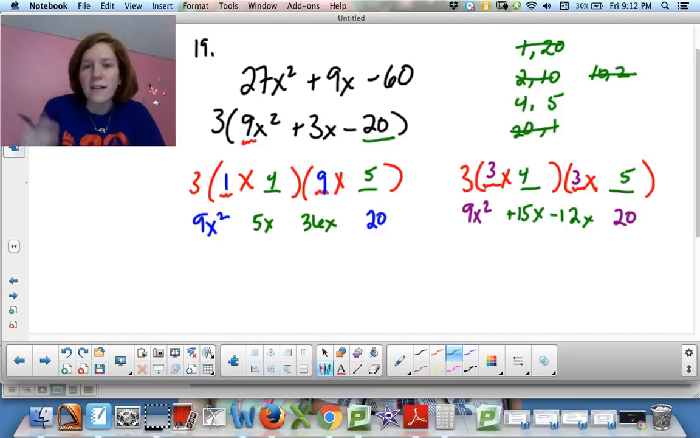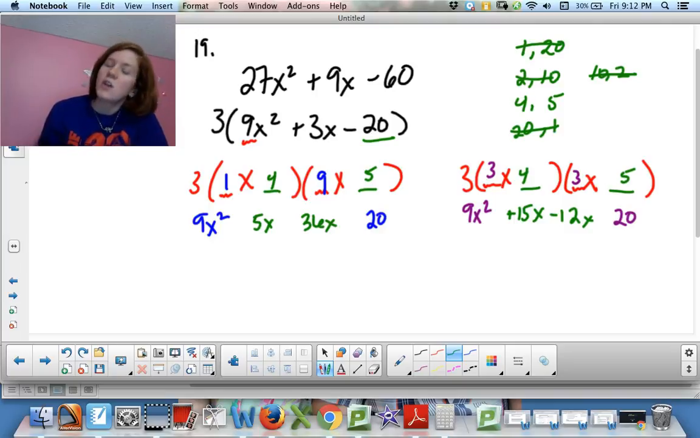Now though, I finally have to think about those negatives. So I am going to say, if I want this 15 to be positive, I've got to think about where that 15 came from. It came from multiplying 3x times 5, which means this needs to be positive. I want the 12 to be negative. That came from saying 4 times 3x. So I need this to be negative because negative 4 times 3 gives me negative 12. And now negative 4 times 5 is negative 20.